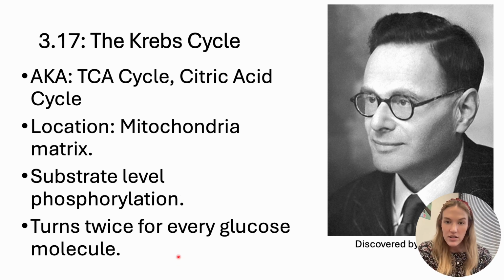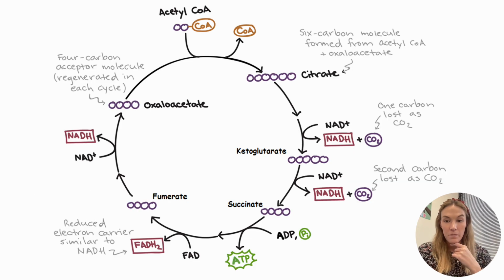Now I also want you to start thinking about numbers. Glucose is going to be split into 2 pyruvate, which each will turn into an acetyl-CoA. So we have 2 acetyl-CoAs as well. That means that we are going to turn the cycle twice for 1 glucose. So as we are looking at this, I don't want you to think that you have to memorize everything. That would be very, very difficult at your level.